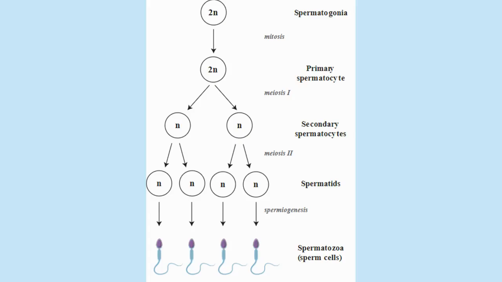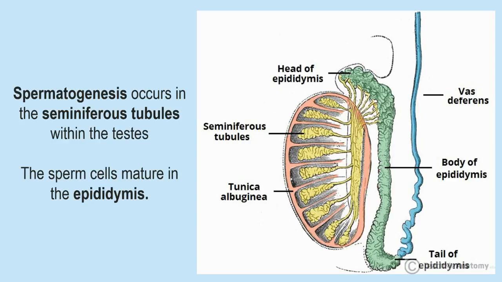So spermatogenesis occurs in the seminiferous tubules within the testes. The sperm cells mature in the epididymis. Ano po ba yung sinasabi nating seminiferous tubules? So when we say that organ po, part po siya ng testes po natin. So when we say seminiferous tubules, it is the site where spermatogenesis occurs, housing for sperm cells po, or the developing sperm cells.